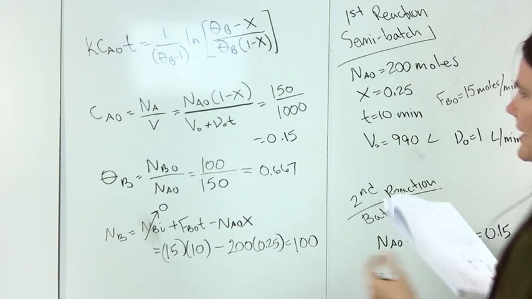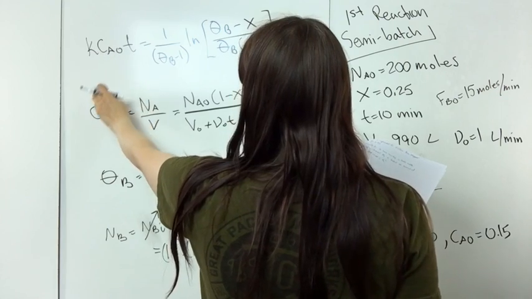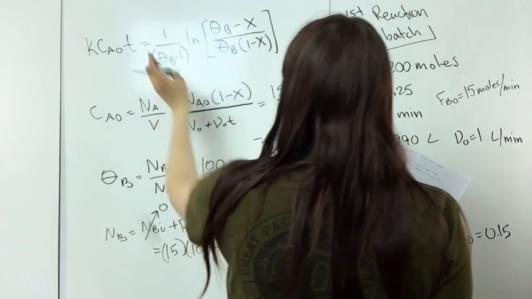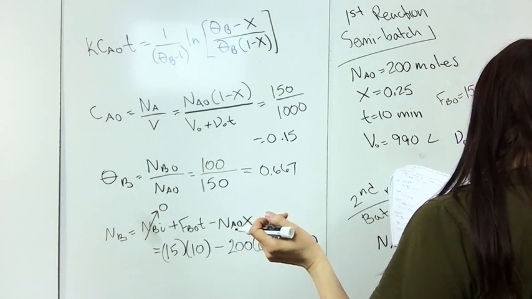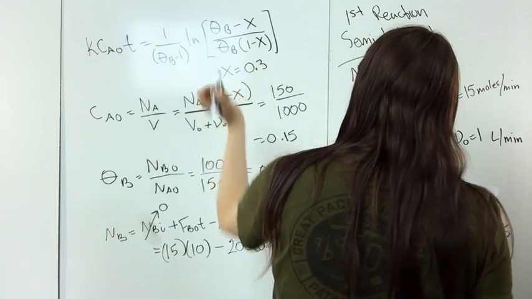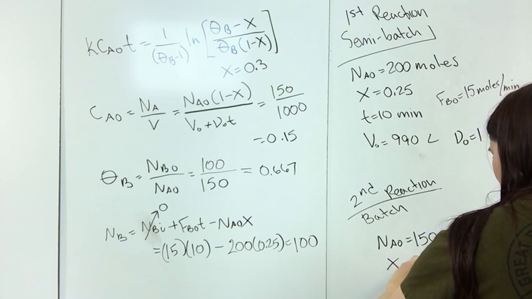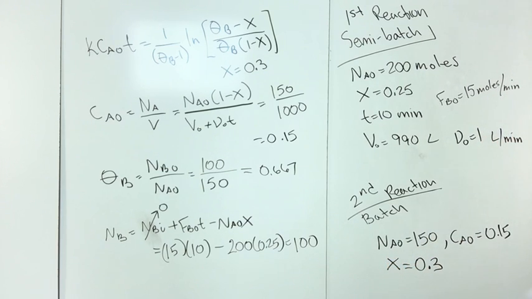So then you can plug theta b, Ca naught, K, and T into this equation and solve for x. And if you do that, you get that x is equal to 0.3. So then in the second reactor, you know that x was 30%. But that's not what the problem is asking. It's asking you what was the overall conversion of A and the overall conversion of B.